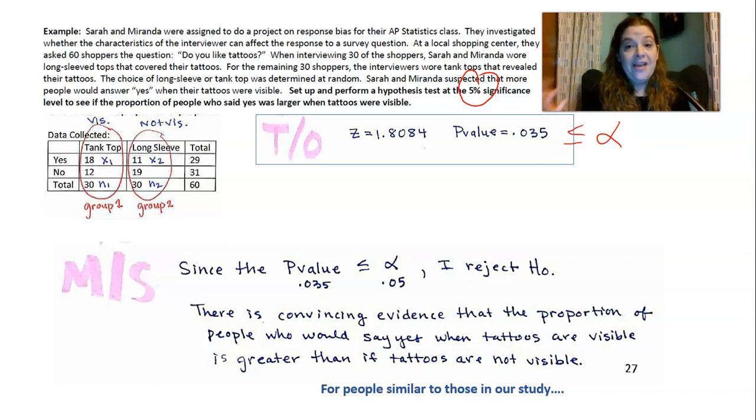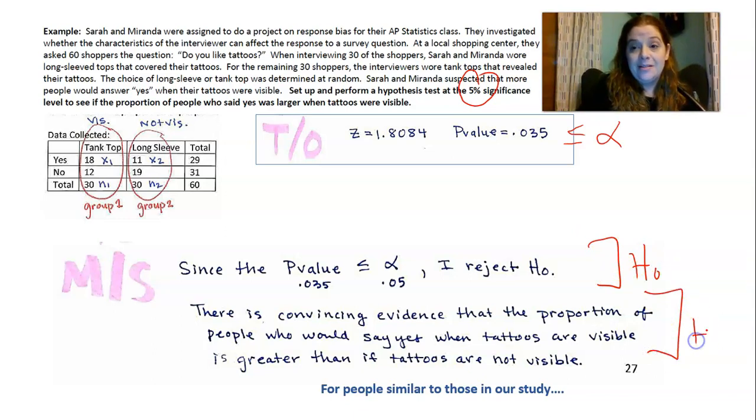There is convincing evidence that the proportion of people who say yes when tattoos are visible is greater than if they're not visible. So remember, we're going to make this statement about H-naught, and then we're going to make this statement about H-a. A statement about the null hypothesis, a statement about the alternate hypothesis.